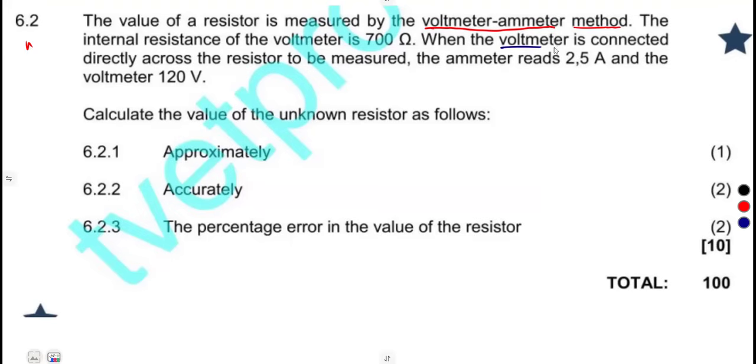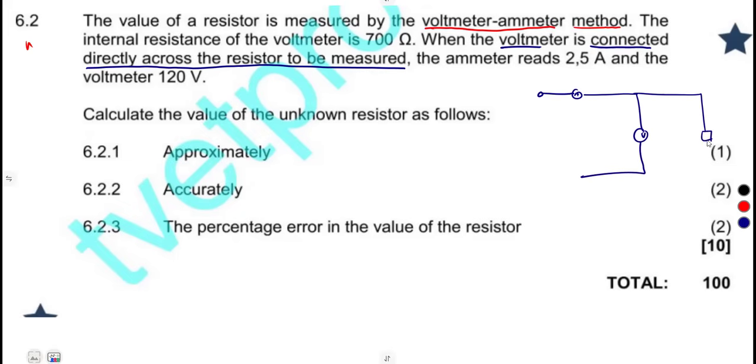Here, the voltmeter is connected directly across the resistor to be measured. So that's a short shunt where the ammeter is on its own like this. The voltmeter here is connected directly to the resistor to be measured, which is our Rx. So that's going to be a short shunt.